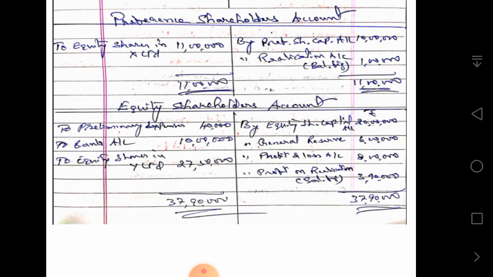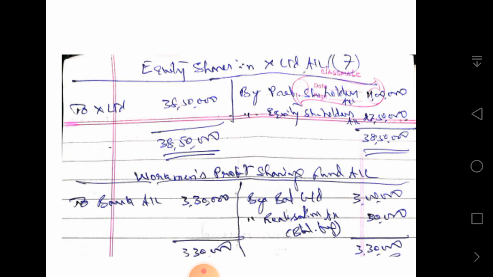Now equity shareholders account. Equity share capital is 20 lakh, general reserve is 6 lakhs, profit and loss account as per balance sheet is 8 lakhs, and the profit on realization, the balancing figure, is 3,90,000, totaling 37,90,000 to be paid. That is paid in the form of preliminary expenses 40,000, cash through bank 10 lakh, and the balance in shares 27,50,000. So 37,90,000 is paid in this form, and the equity shareholders account gets closed. Then equity shares in X Limited.